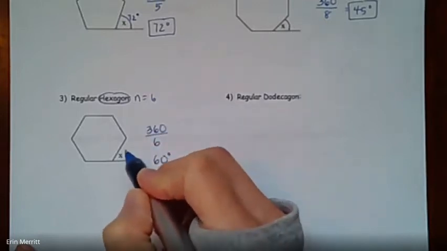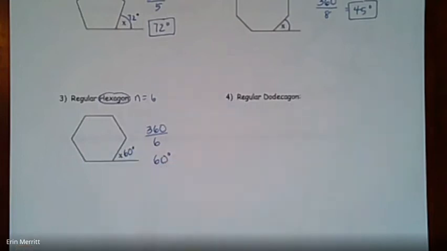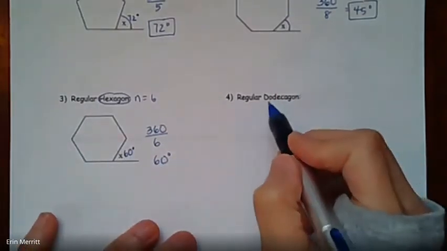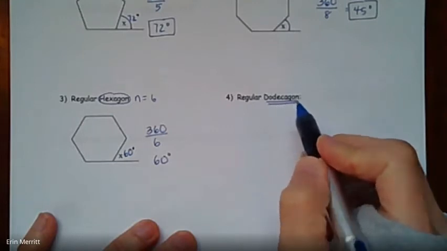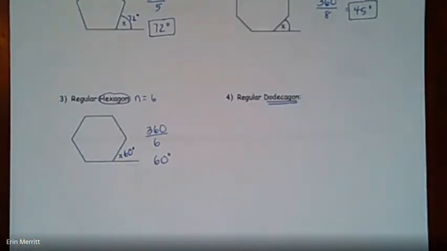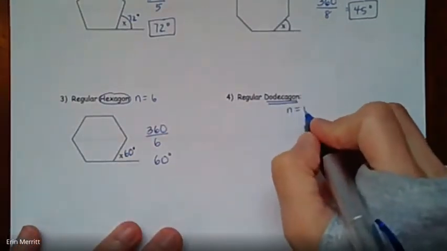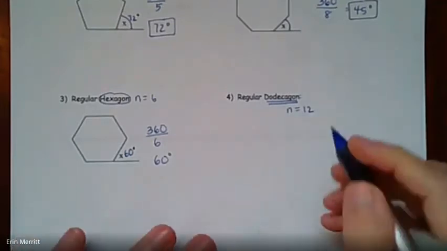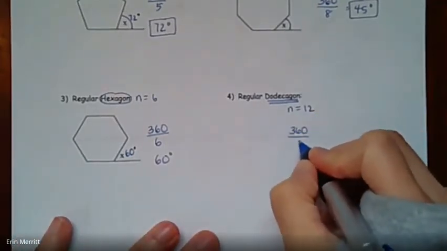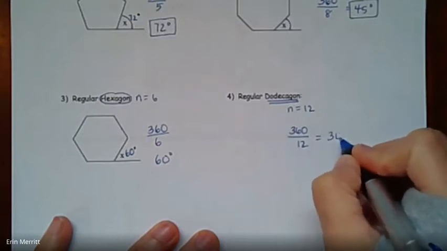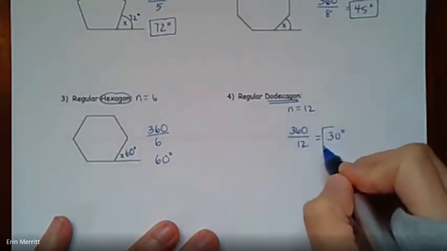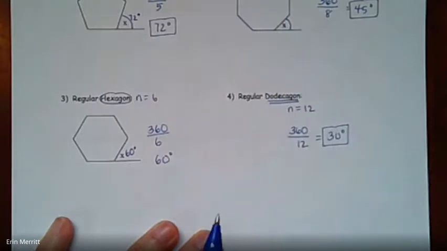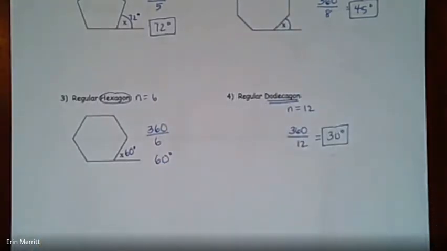That exterior angle is 60 degrees right there. And then as for a regular dodecagon, I'm not even going to pretend that I can draw a regular dodecagon, but we should recognize that means n is 12. So 360 divided by 12. Each little exterior angle is going to be 30 degrees because there's more sides than all the other ones. And so that exterior angle keeps getting smaller and smaller.